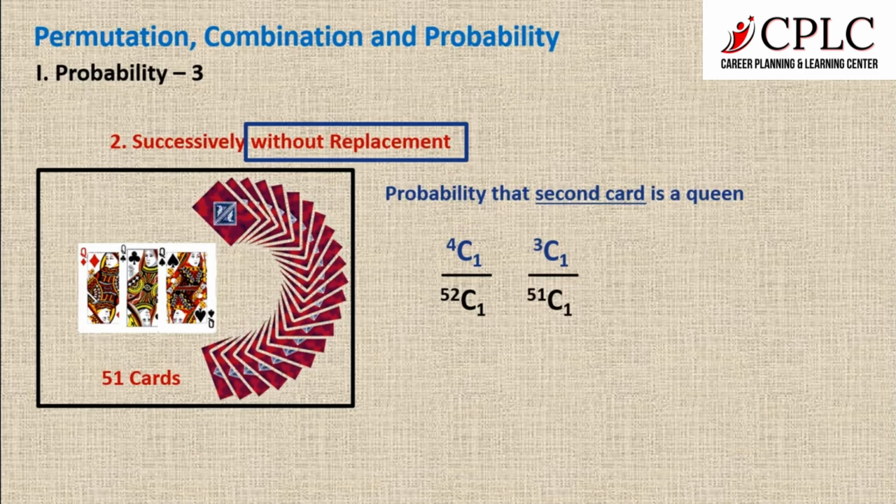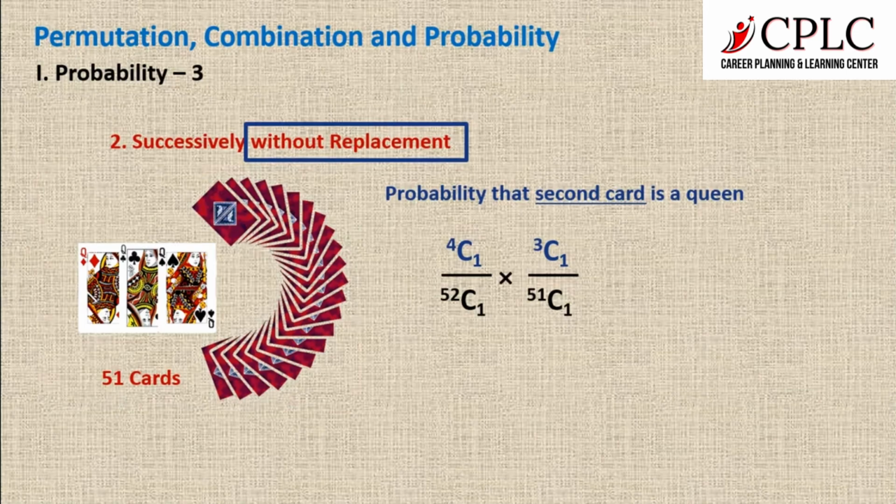So this is the difference between successive with replacement and without replacement. So you'll have to be very careful while doing all of this. First card and second card, again, there is a multiplication sign in between. So that's your third answer.